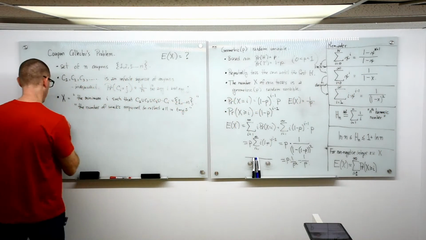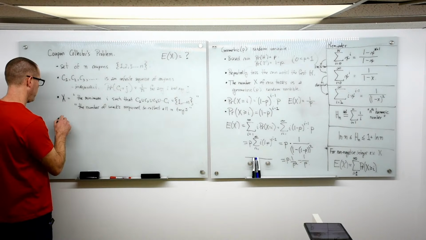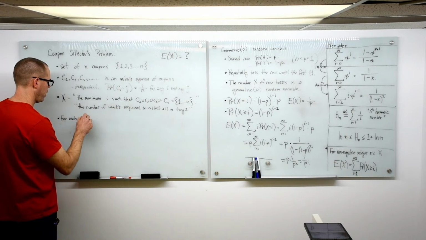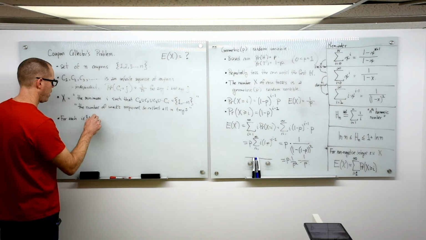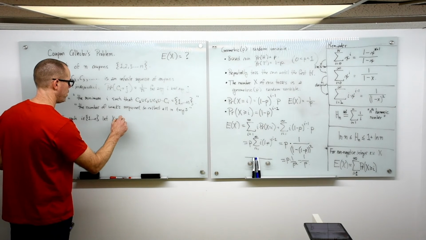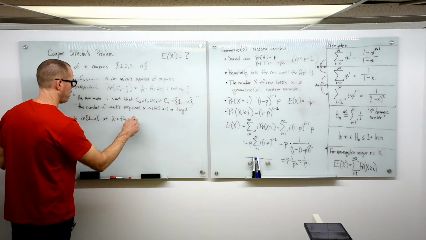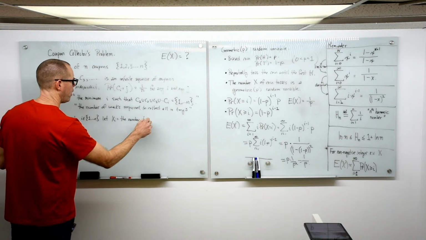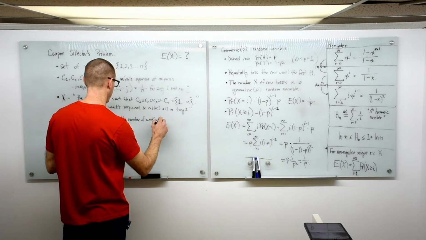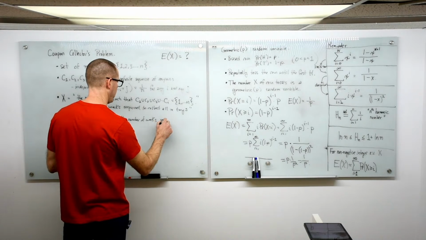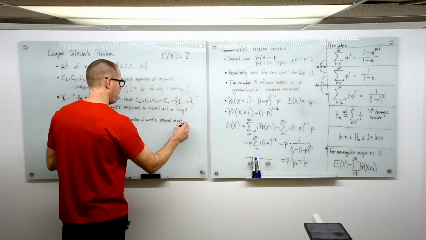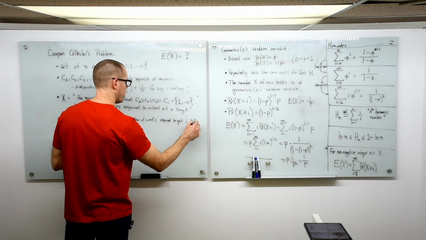So let's just define, for each i in 1 to n, let xi equal the number of weeks required to get i different toys.